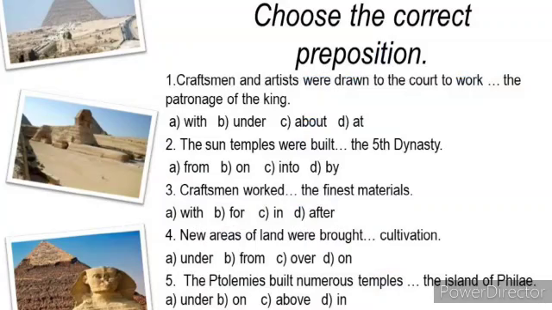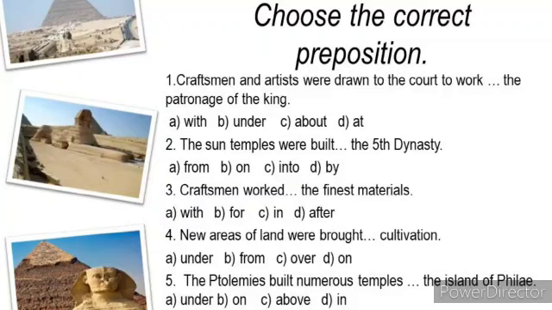This exercise, students, is like a test work, because in this exercise you have 5 questions and several answers, and you should write one. The first sentence, craftsmen and artists were drawn to the court to work under the patronage of the king: with, under, about, at. Second question, the sun temples were built in the 5th dynasty: from, on, into, by.